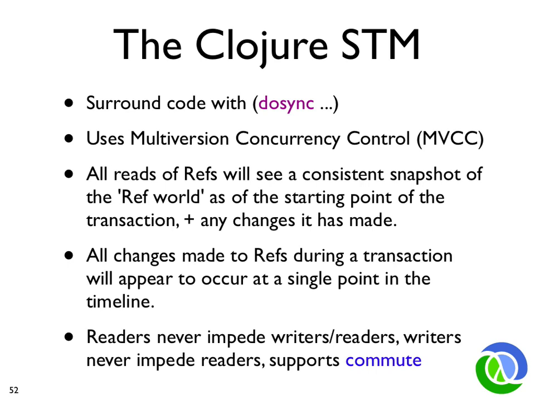Using this is so simple. Put dosync around your block of code. Any changes you make to refs inside that block participate in the same transaction, including inside nested functions, including if those nested functions run their own transactions. They all join the enclosing transaction. Under the hood, Clojure's STM is pretty unique. If you've done any reading about STMs, it's a multi-version concurrency control system, which is unusual.